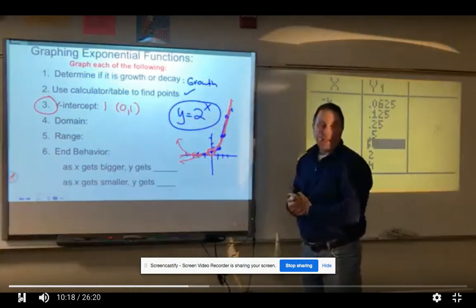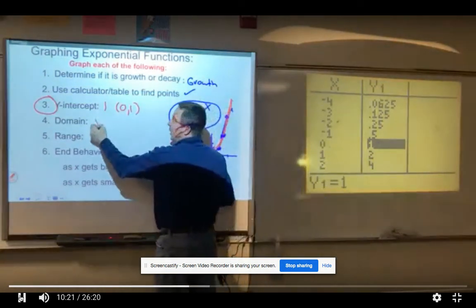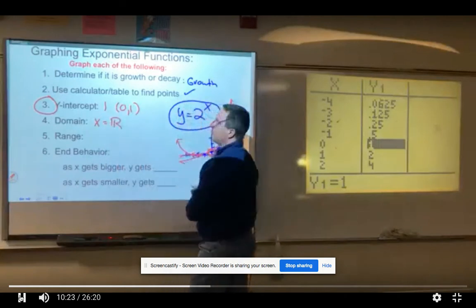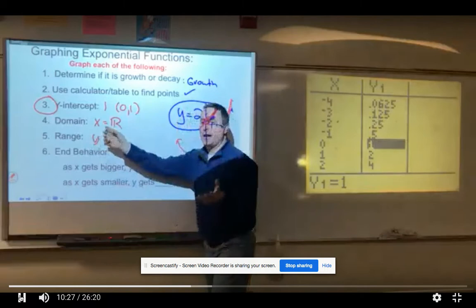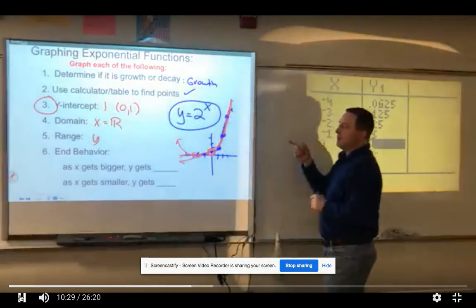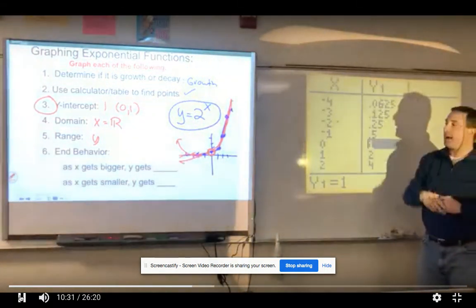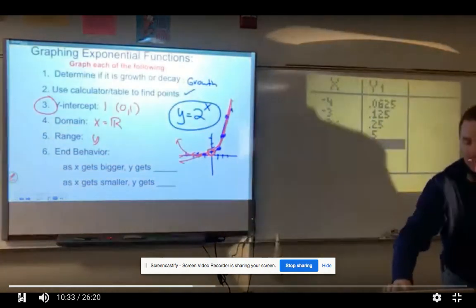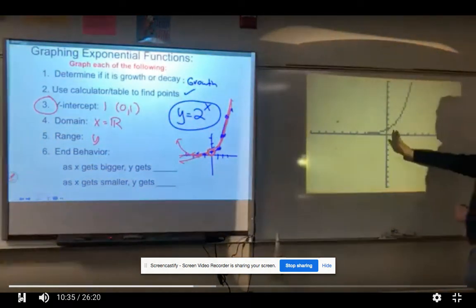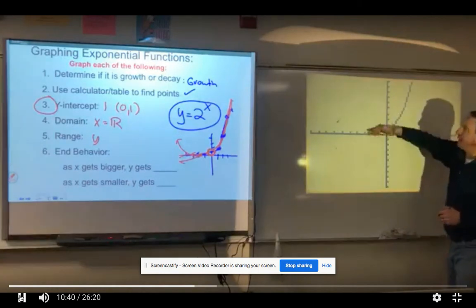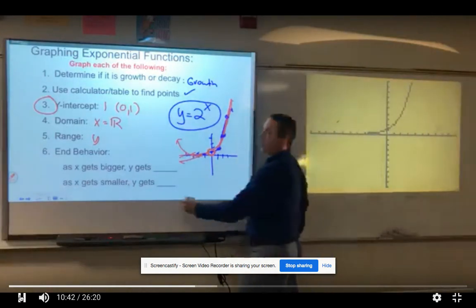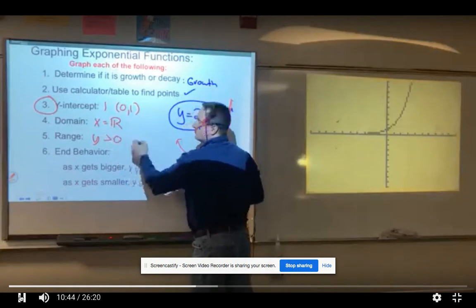The domain. Well, the domain on all of these exponential functions is all real numbers. Notice with domain how I always write the letter x. The range is the y values. Let's talk about how high or low it went. If I go back to my graph over here, it's a little bit neater. It goes up forever, but again, it levels off at 0, and it's everything above 0. So all the y values are greater than 0.